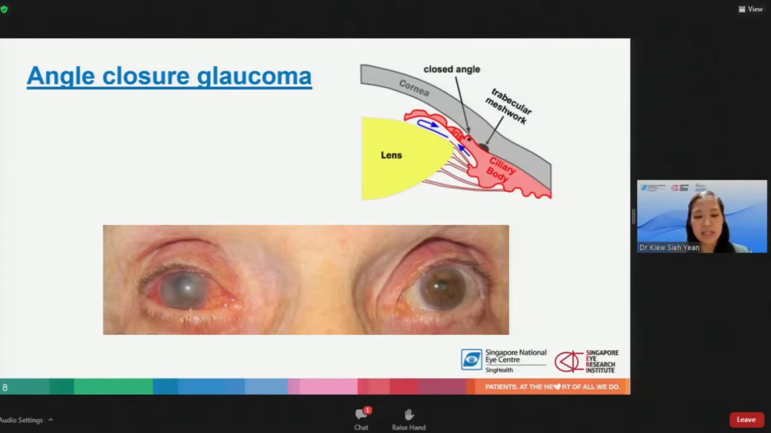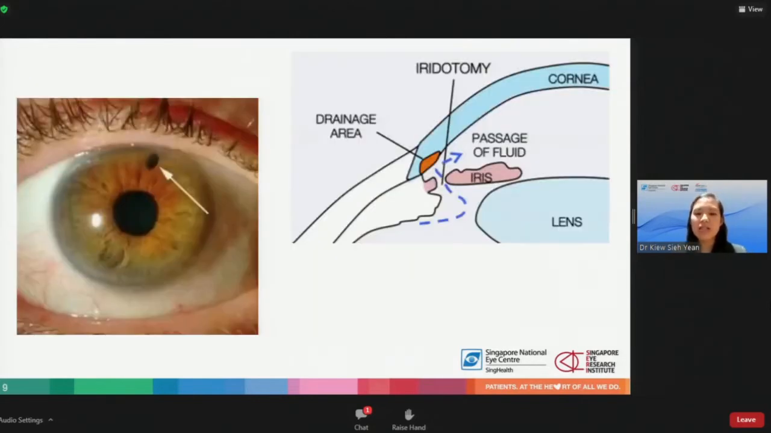In many cases, the eye pressure at this time may be extremely high, and a lot of damage occurs to the optic nerve within a very short space of time. In these cases, we need to urgently lower the pressure with medications, after which we need to treat the underlying angle closure. This is done using a laser procedure known as an iridotomy, in which a hole in the iris is made to open up the drainage pathway of the eye.